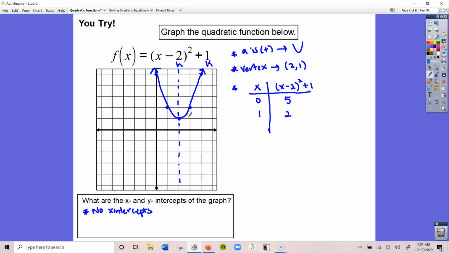In this case, I don't have to actually solve for the y-intercept because I see that it touches the y-axis right here at (0, 5). So my y-intercept is at y is equal to 5. You could also write your intercepts as coordinates. So this would be (0, 5).